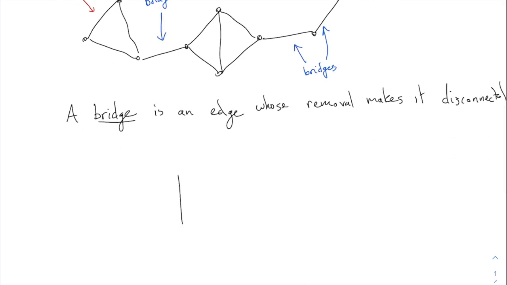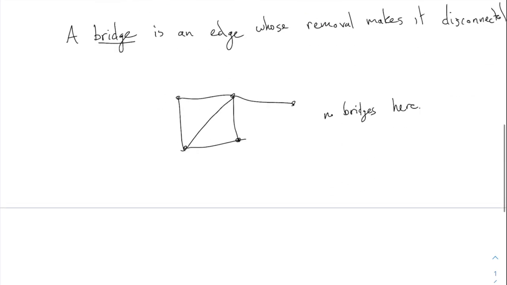Here's another example. Here's a graph that you see on the homework. There's nothing terribly interesting about this graph, but this graph has no bridges, right? There are no edges here where when you take it out, it becomes disconnected. So no bridges here. There aren't always bridges in a graph, all right? No bridges in that one.